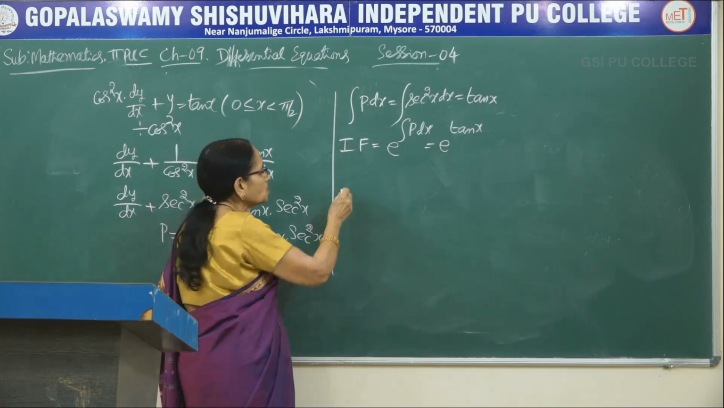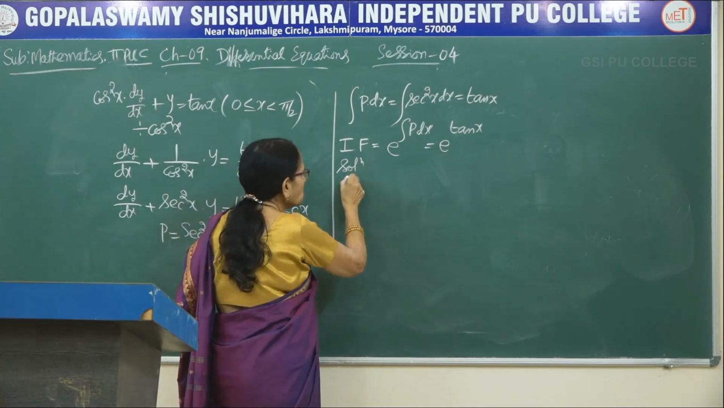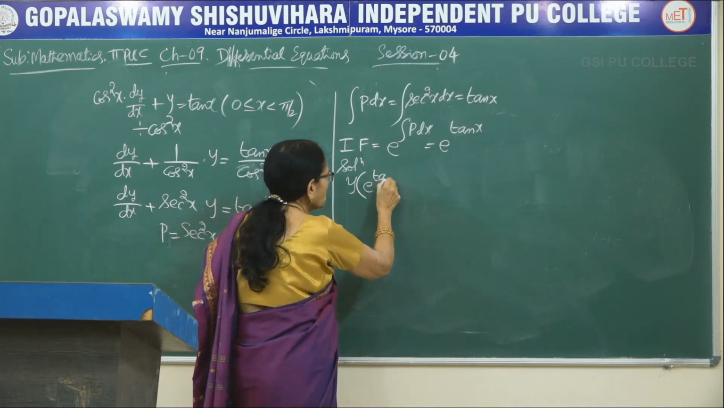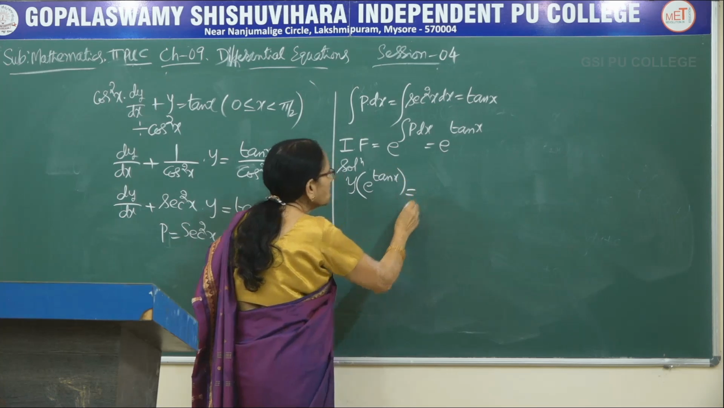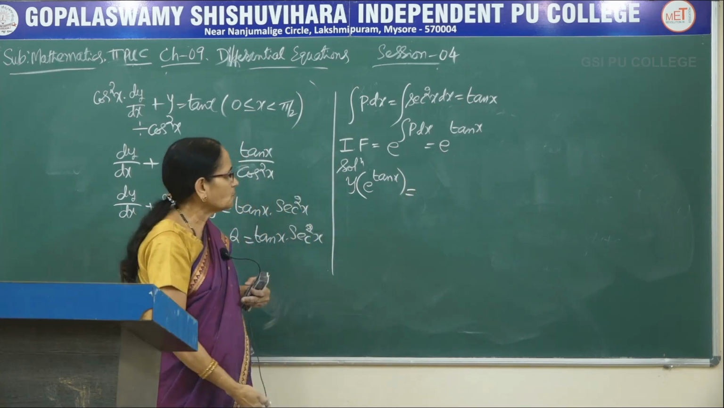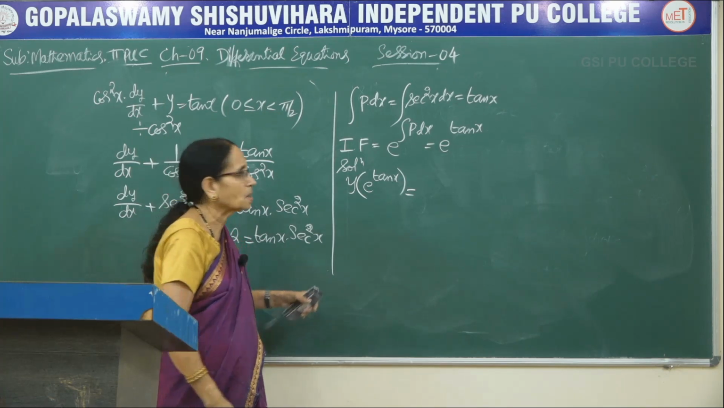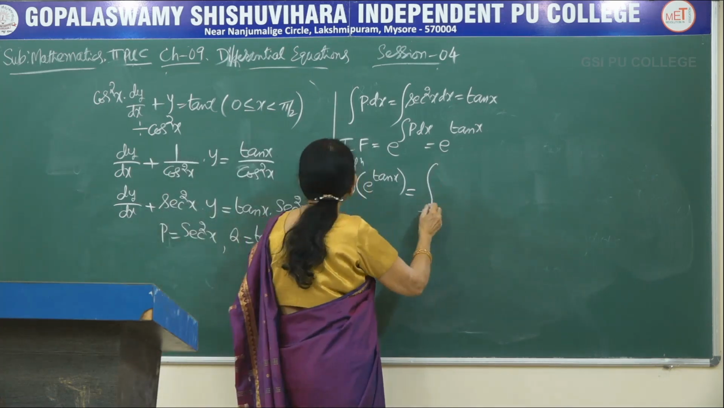Let me go to the solution directly. What's the solution? Y into the integrating factor, that is y into e to the power tan x. So, the left hand side always has to be kept as it is, because it is free from the integral sign. The right hand side is q.